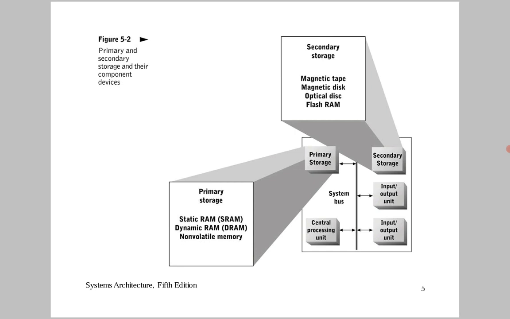And what is primary memory or primary storage? Again, different types of primary memories are used, like static RAM or SRAM, dynamic RAM or DRAM, and non-volatile RAM memories like that. So, primary and secondary storage and their component devices, all these devices are interconnected with each other by using a cabling system called the system bus.